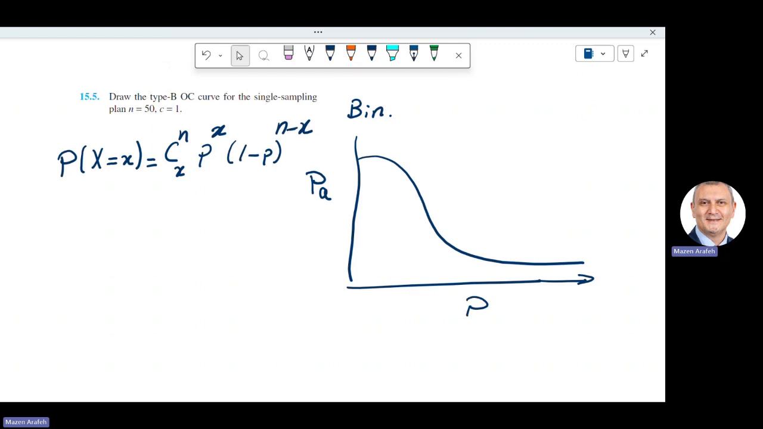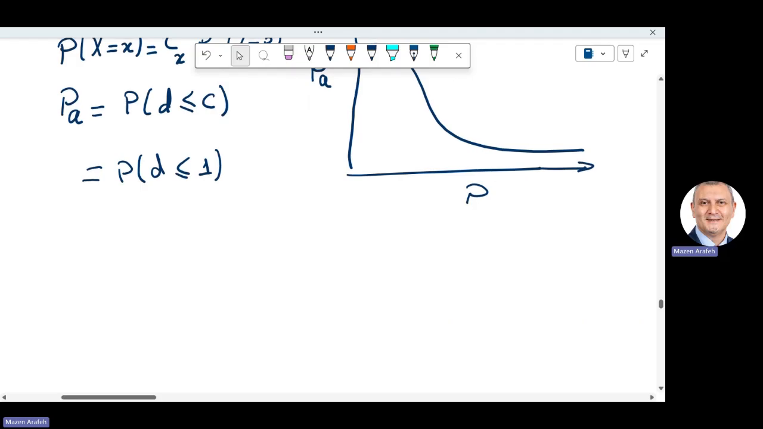Now, for the probability of acceptance, as we all know, probability of acceptance is when the number of defectives is less than or equal to the cut point. In this case, we have c equal to 1, so this is equal to probability of d is less than or equal to 1. So therefore, basically we need to calculate probability that d is equal to 0 plus probability of d equals 1.